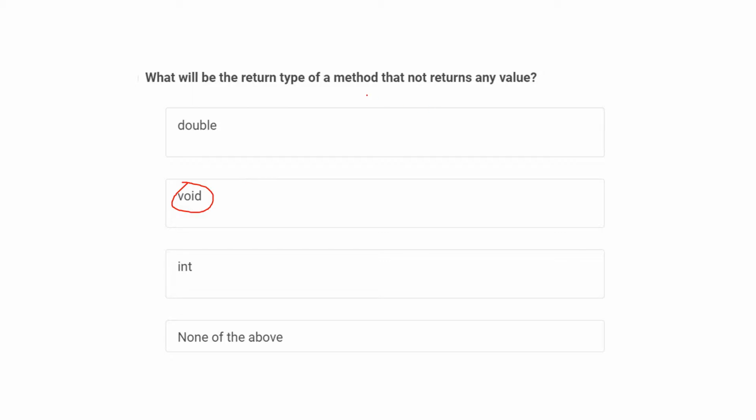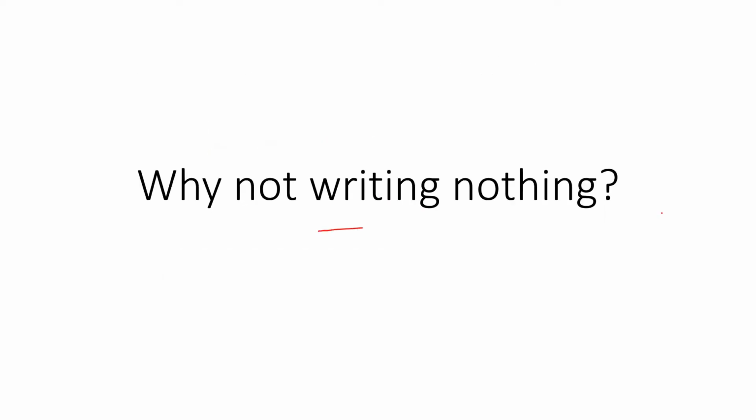So our correct answer is void, but the question comes, in an interview you may be asked this type of question: if the method is not returning any value, then why are we going to define some return type? Why not define nothing? Why not write nothing? That is, instead of void or int or double or float, whatever return type we mention in a function, if we don't mention anything, like a constructor, what is the problem? There are some problems.